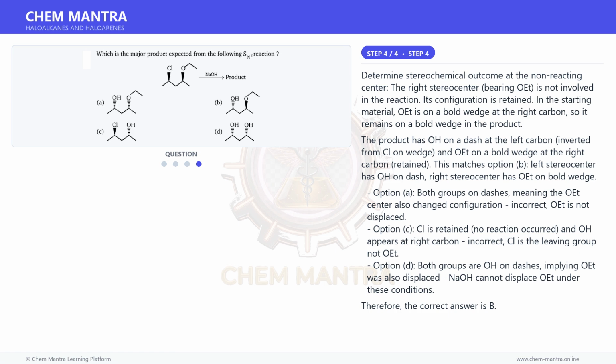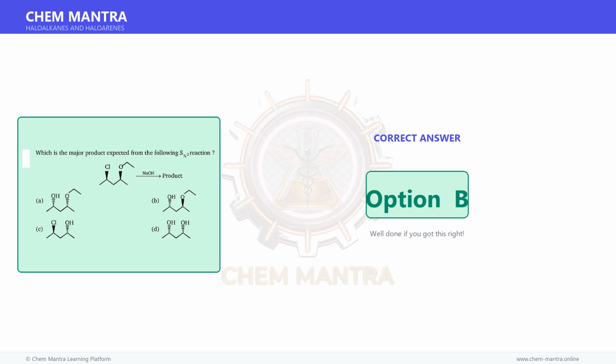Option D. Both groups are OH on dashes, implying OH was also displaced. NaOH cannot displace OH under these conditions. Therefore, the correct answer is option B.